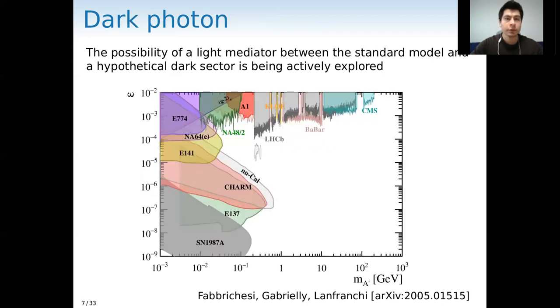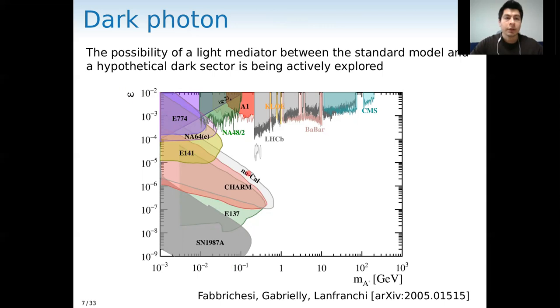The dark photon is not a very new idea. It has actually been explored since a very long time ago. And there are several experiments that have limited the interaction it can have with particles of the standard model. In this figure, I am showing you the limits on epsilon, which is the parameter of the mixing between the dark photon and the photon in the standard model. And this epsilon affects the decay of the dark photon into fermions of the standard model.